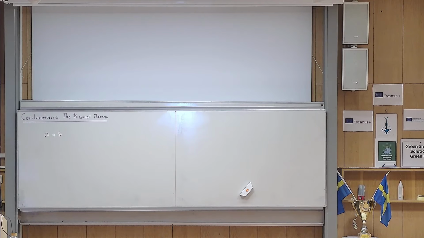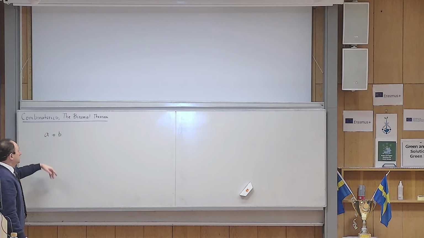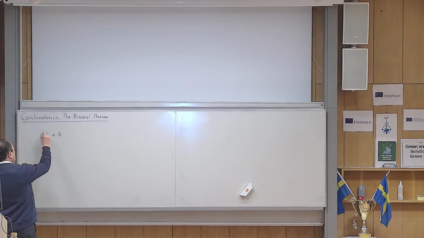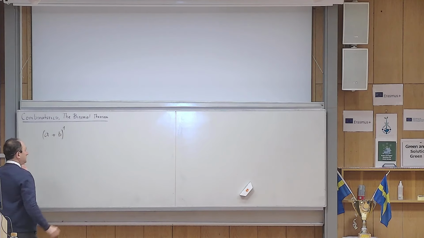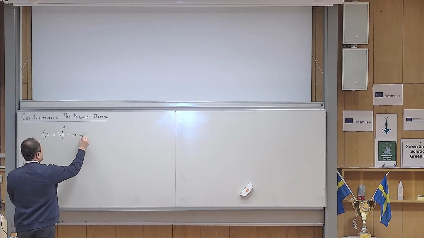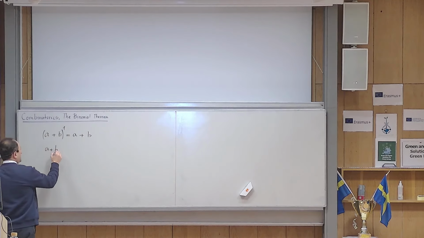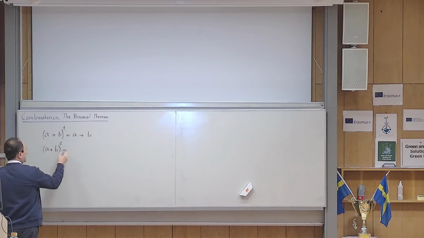Now, what is the binomial theorem? It tells you how to expand this binomial if you raise it to high powers, natural powers, of course. Now, of course, for case 1, it is already trivial. For case 2, for the case that the exponent is 2, this is a very famous identity.